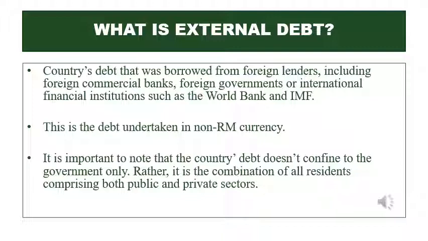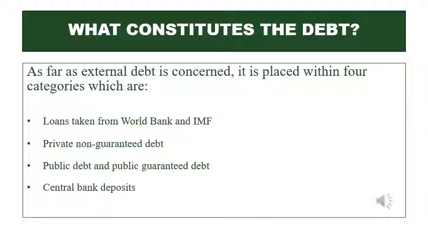It is important to note that the country's debt doesn't confine to the government only. Rather, it is the combination of all residents comprising both public and private sector. So what constitutes the debt? As far as the external debt is concerned, it is placed within 4 categories, which are loans taken from the World Bank and IMF, private non-guaranteed debt, public debt and public guaranteed debt, and central bank deposit.